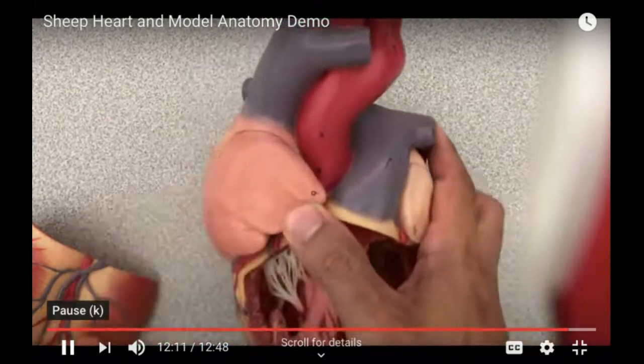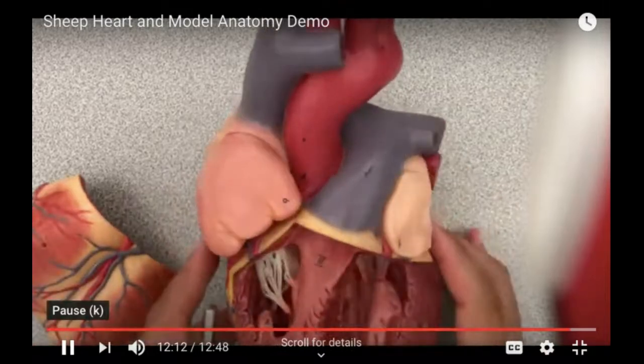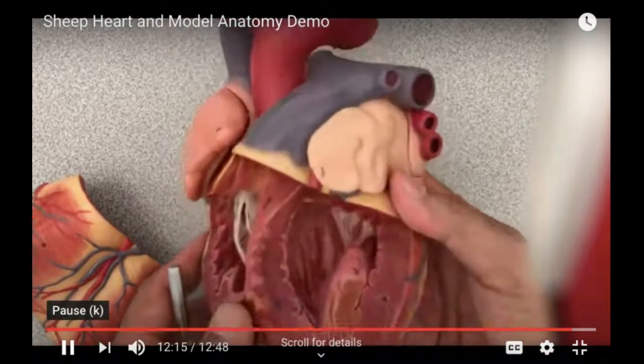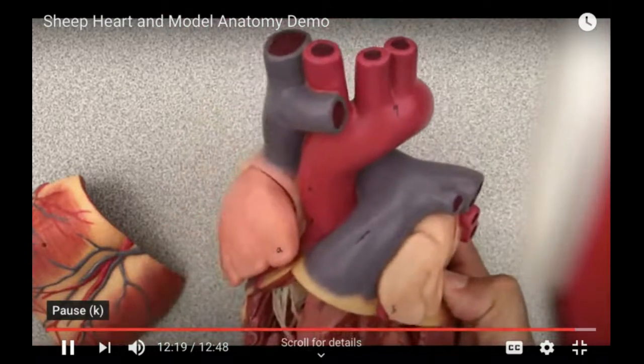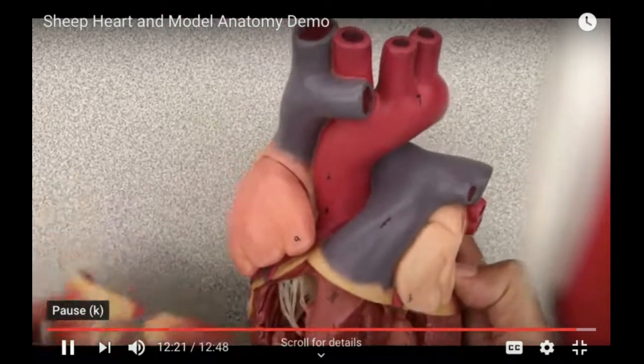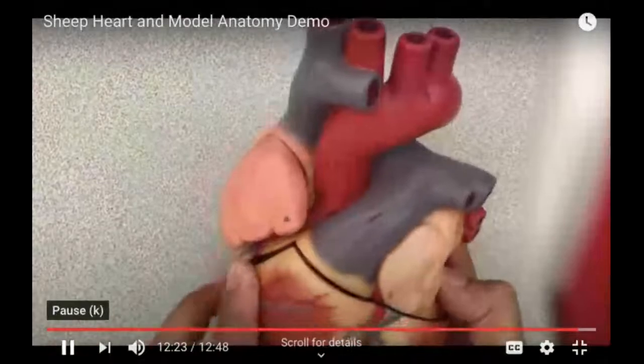So that completes the terms and the anatomy for both the sheep heart and the human heart model.